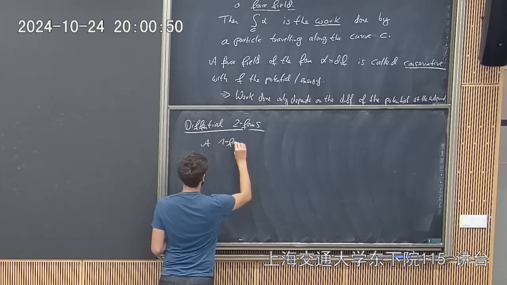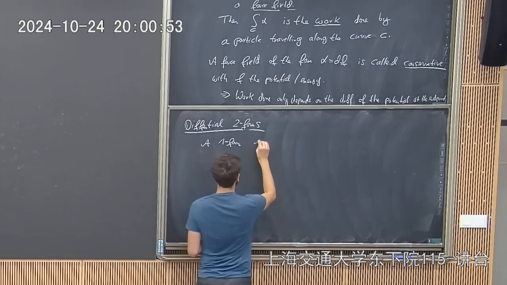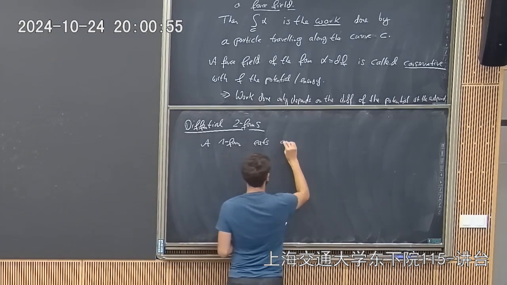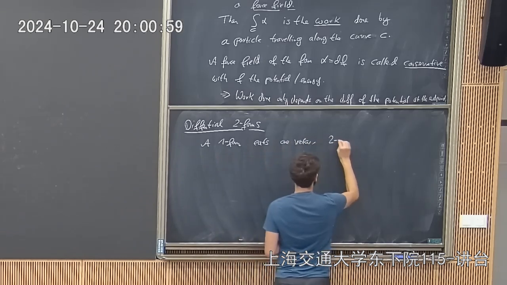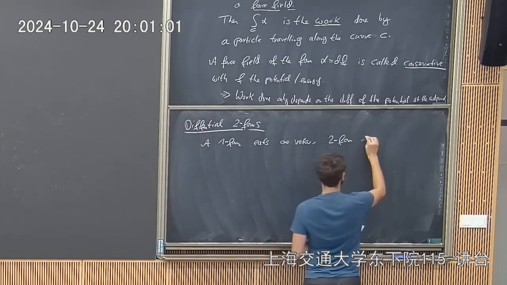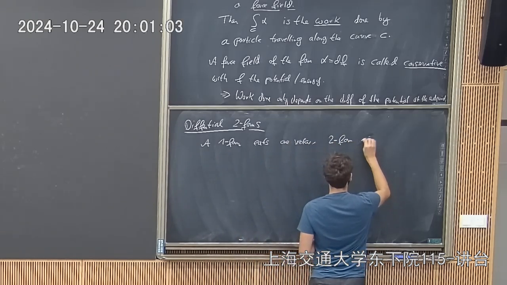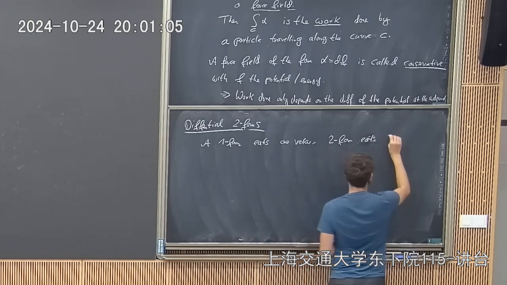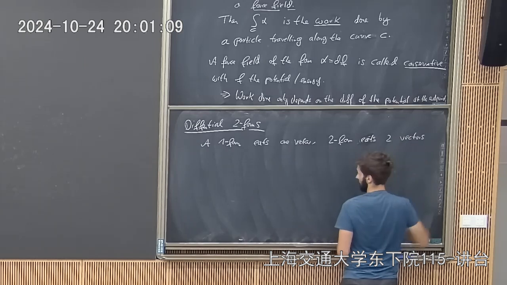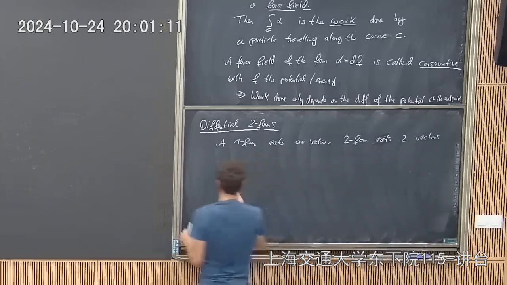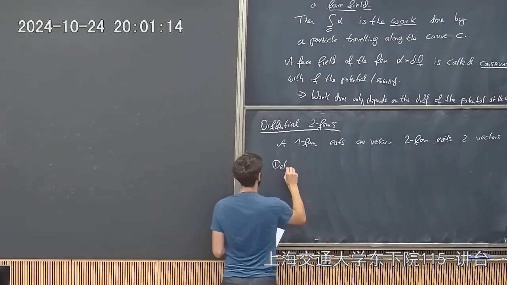A one form, it's one vector, and a two form, it's two vectors. That's the slogan.